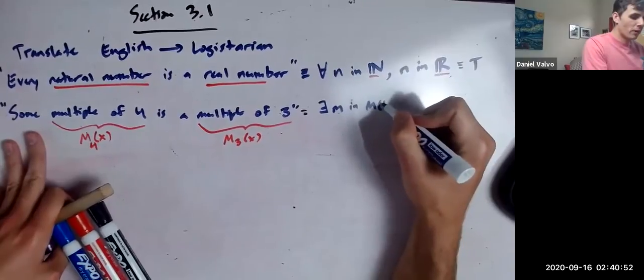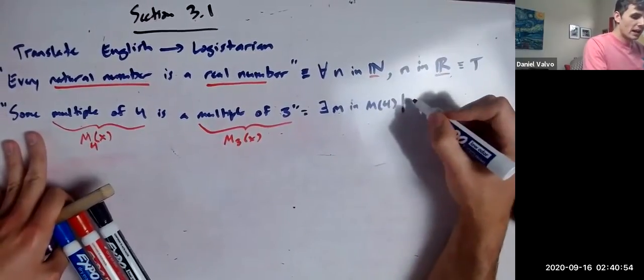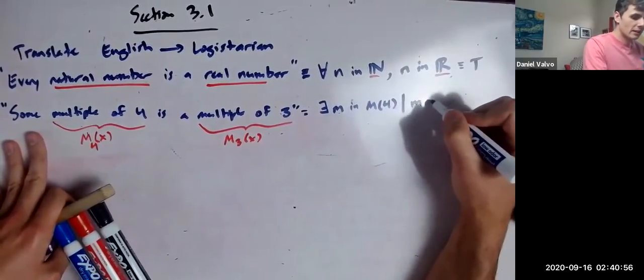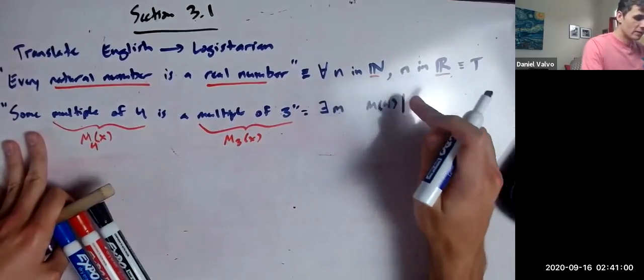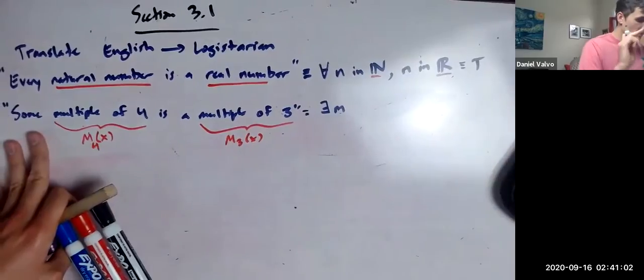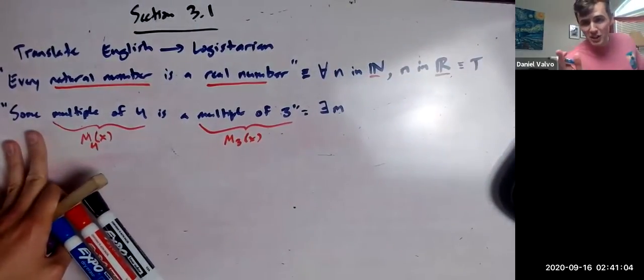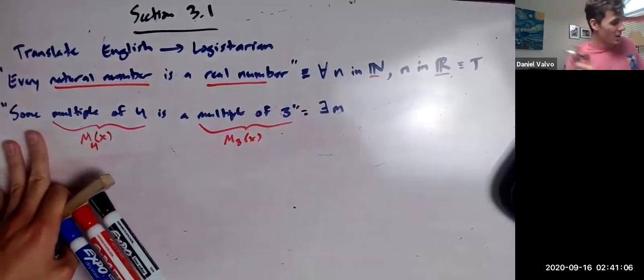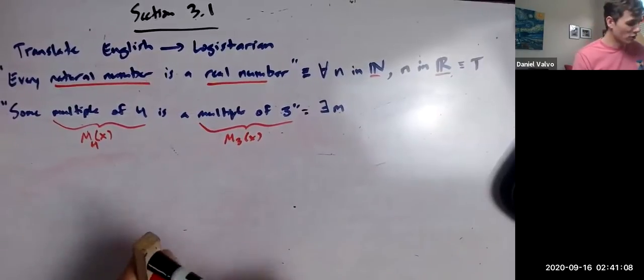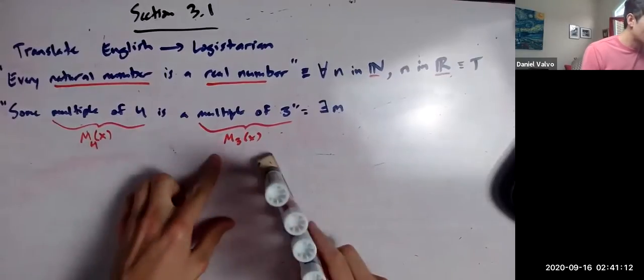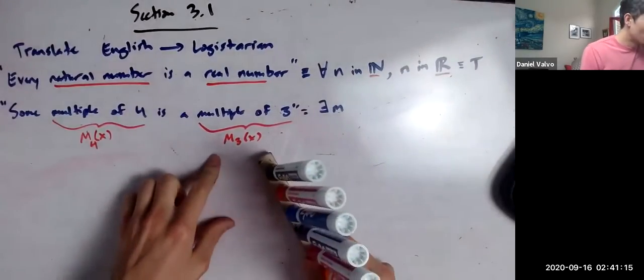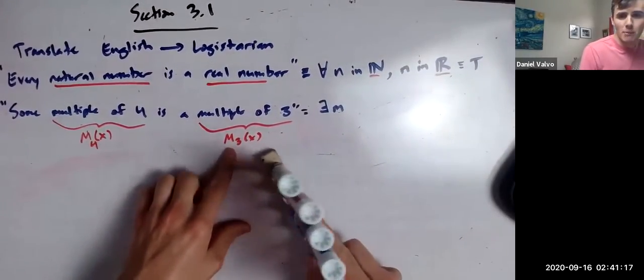In M of 4, such that, oh, so actually, no. This is actually good. I made a mistake here, but this actually comes up later. So remember this example. If I'm saying some multiple of 4 is a multiple of 3, this M3 is still fine.